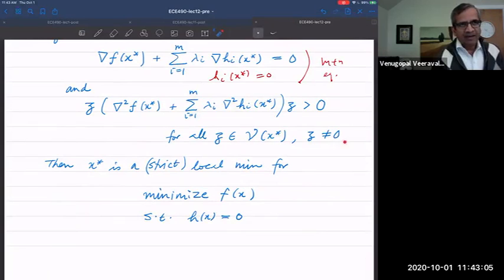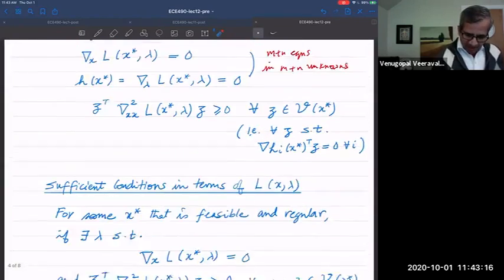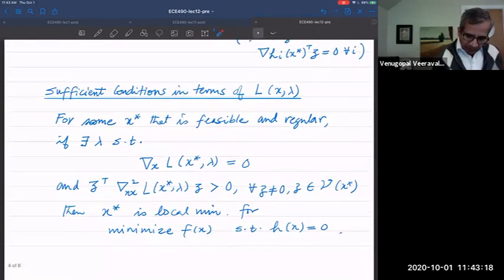This is the same as what we had for a sufficient condition without constraints, right? We can only have positivity here if z is not equal to 0, and then z belonging to v of x star. Then x star is a local minimum for this optimization problem.